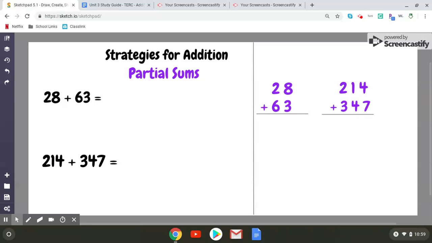Hi everyone, this is Mrs. Harrington, and today I'm going to show you the partial sum strategy for addition. There are a number of different ways to show partial sums, to notate partial sums, and I'm going to show you the two that I teach my students.